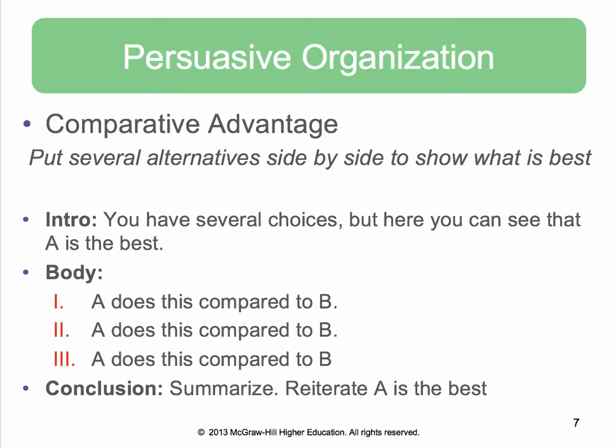Next one here is comparative advantages. So this puts several alternatives side by side to show what is best. Here we introduce those choices, and then we kind of introduce which one is best, and then in the body of the speech we go through and show how it compares to the other options, say in a market. So A compares to B for main points 1, 2, and 3 with different objectives for each main point, a different comparison for each main point. Your conclusion here, as always, summarizes, and then you want to reiterate the best choice or the solution that you wish people will take in the conclusion there.